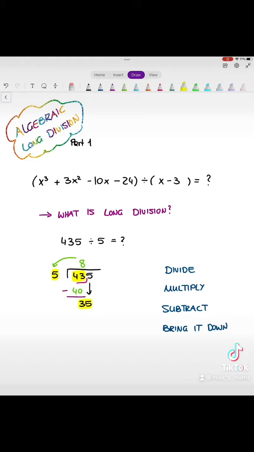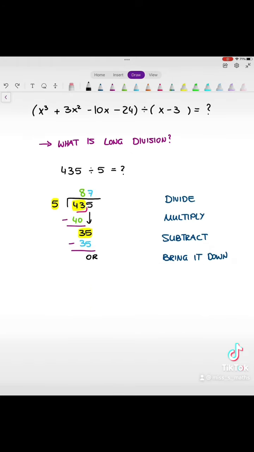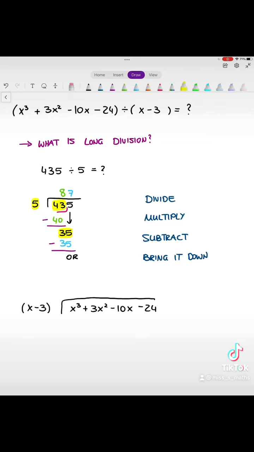so we now start over with dividing 35 by 5, which would be 7. We now also multiply 7 by 5, which is 35. We write that underneath the 35 we already have, and we subtract it, and we see that's a 0 remainder there, so we are done with our division. The answer for that division is therefore 87, and that means that if I were to multiply 87 by 5, I would get back to 435. We will now use the same steps on this cubic expression there.